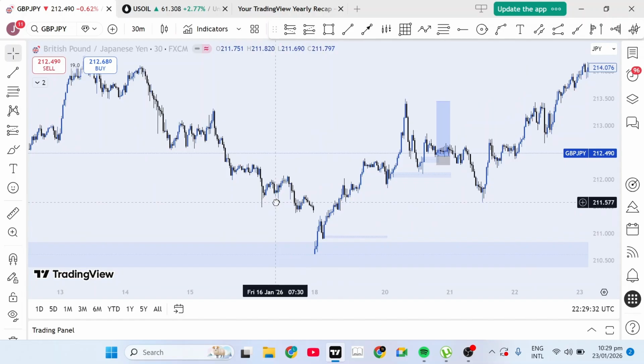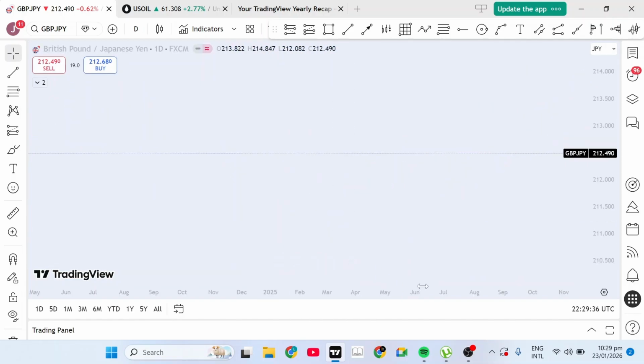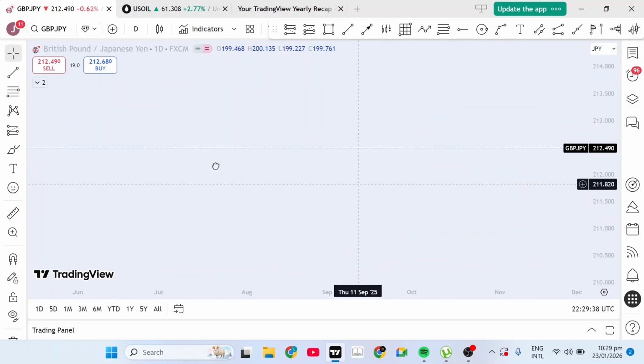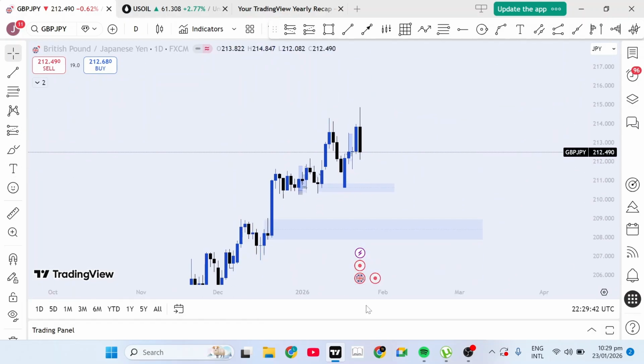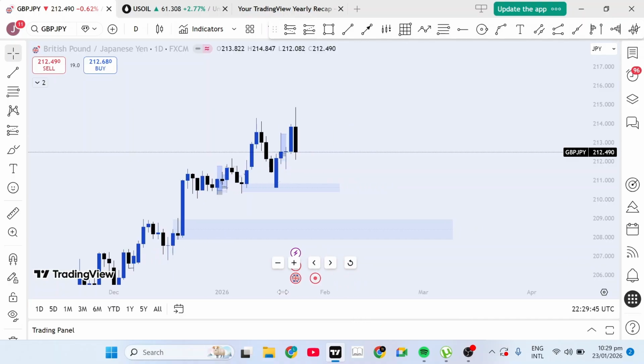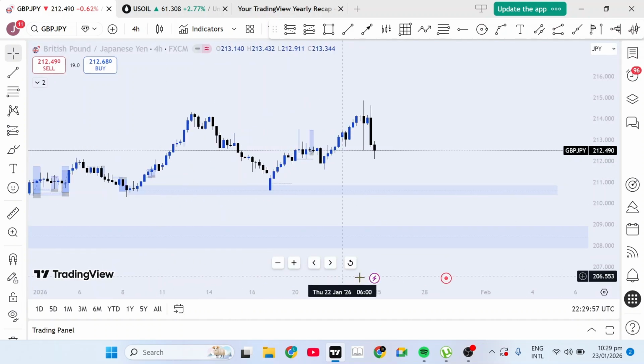So for the analysis, let's start. I started the analysis from the daily time frame. On Sunday, I analyzed this market and I sent it to my trading partner. So this is what I marked out. It was clearer on the 4-hour time frame.